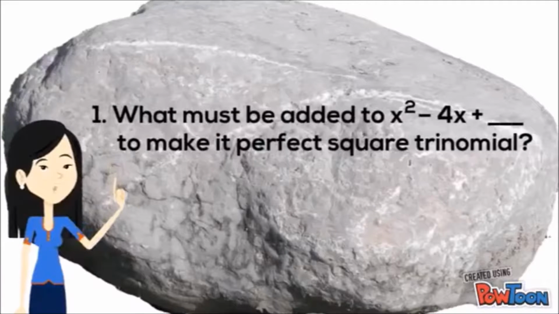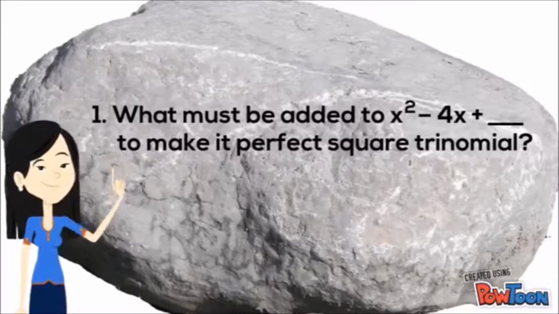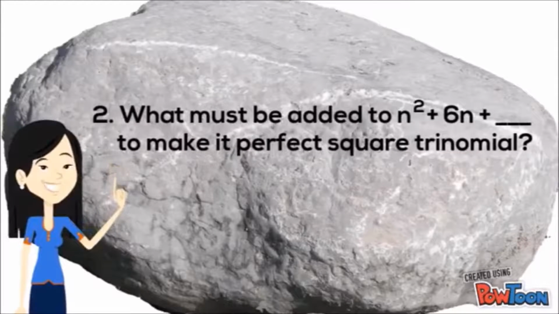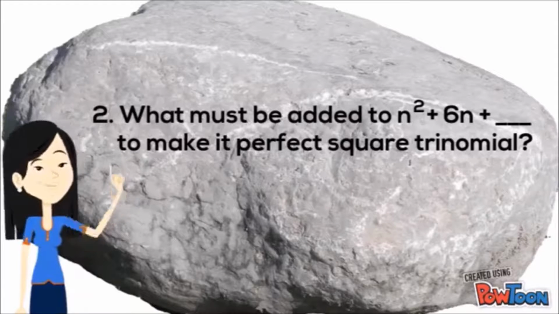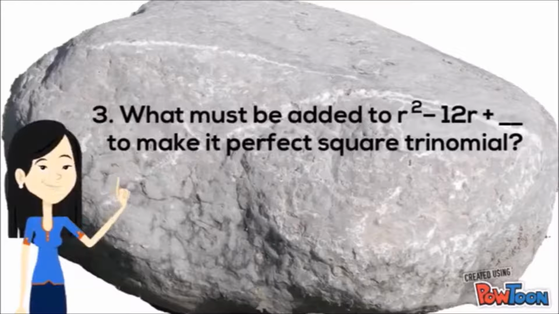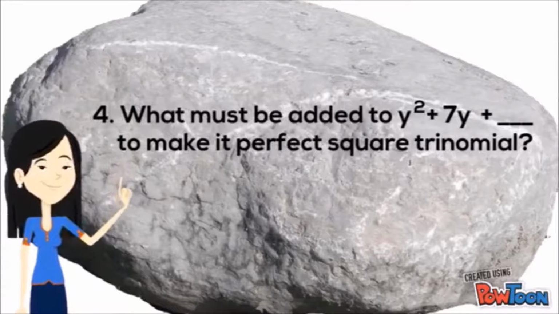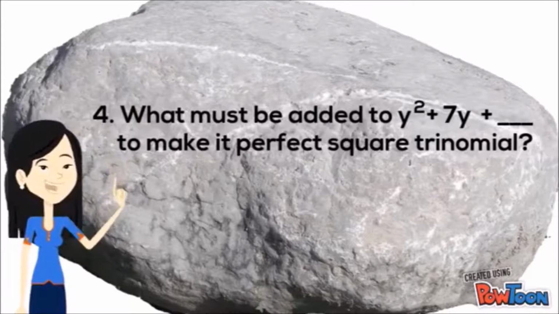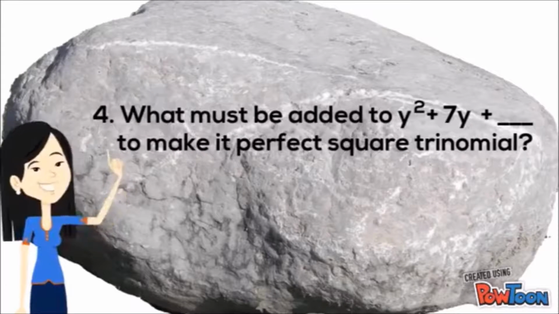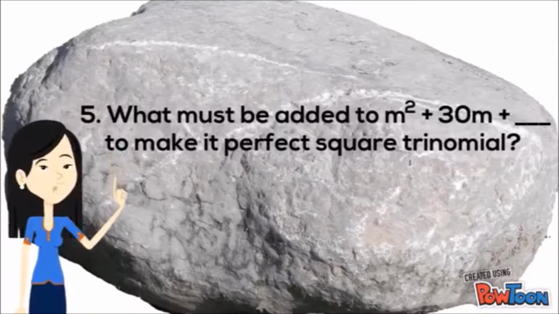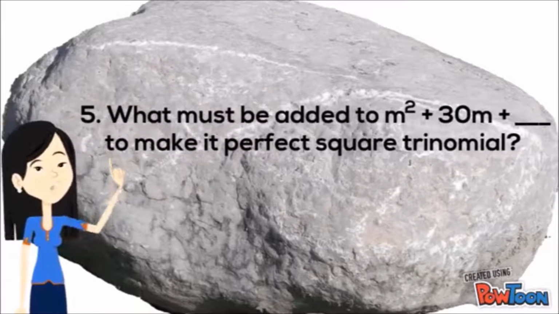What must be added to x squared minus 4x plus blank to make it a perfect square trinomial? What must be added to n squared plus 6n plus blank to make it a perfect square trinomial? What must be added to r squared minus 12r plus blank? What must be added to y squared plus 7y plus blank? What must be added to m squared plus 30m plus blank?